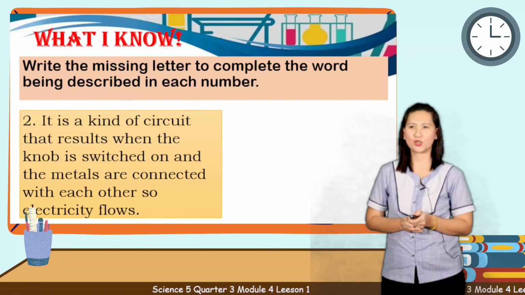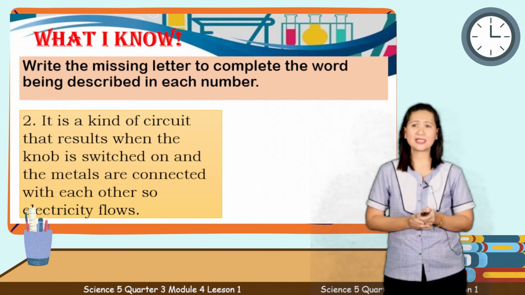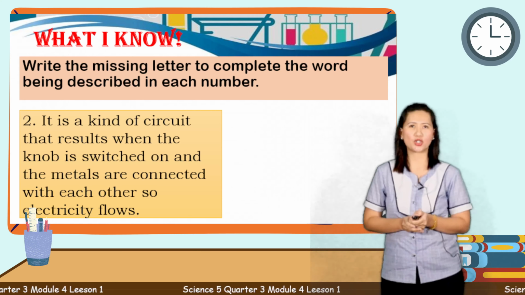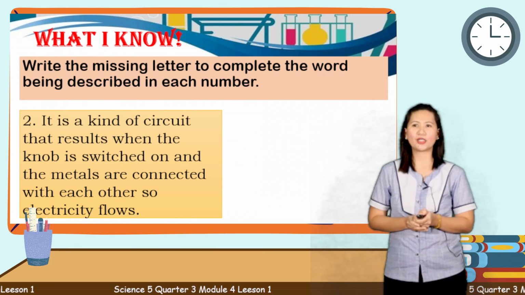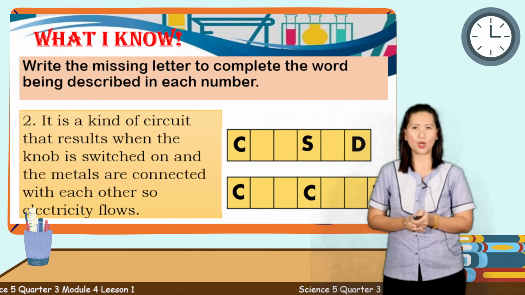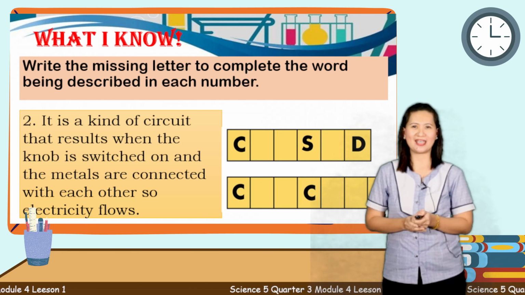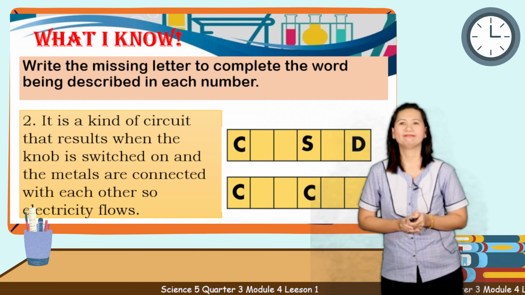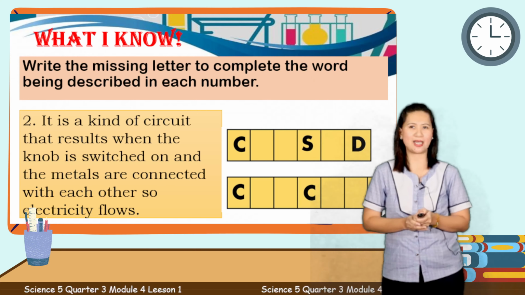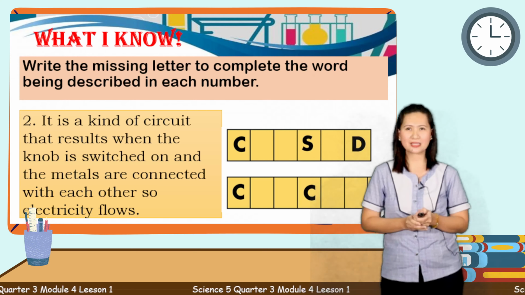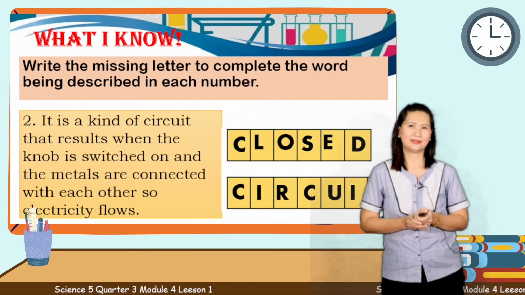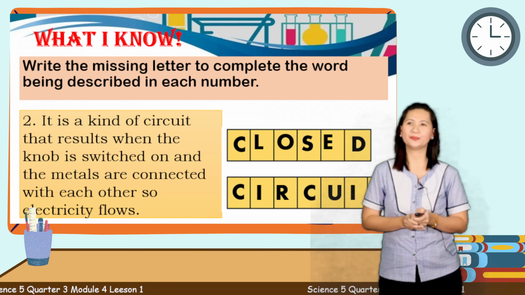Next, number 2. It is a kind of circuit that results when the knob is switched on and the metals are connected with each other so electricity flows. What do you think is the answer? Again, you may write your answer in the comment section. The answer is closed circuit. Another clap for you.